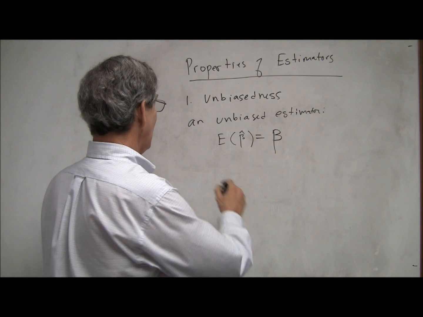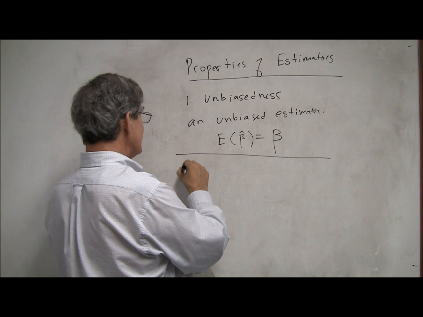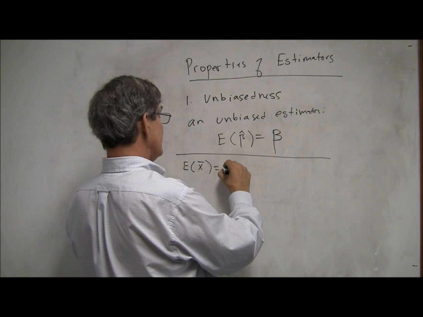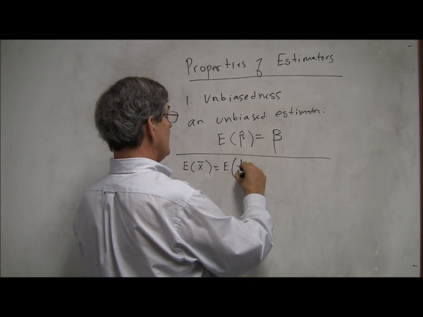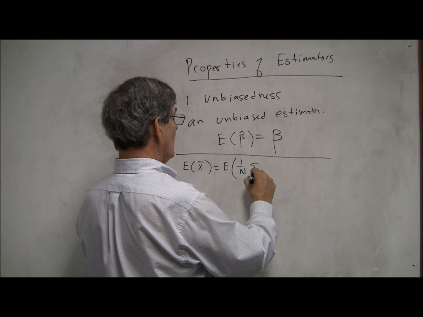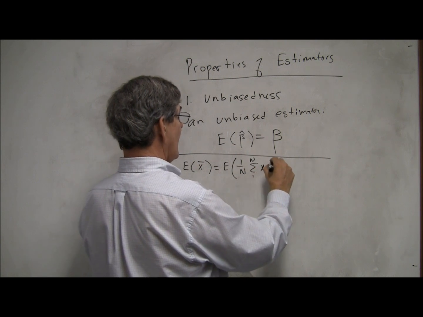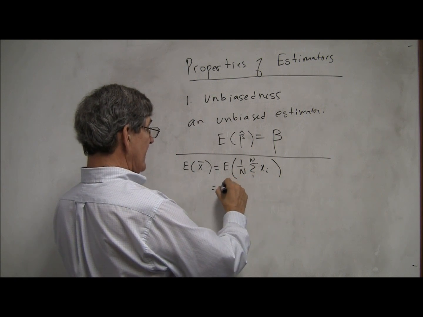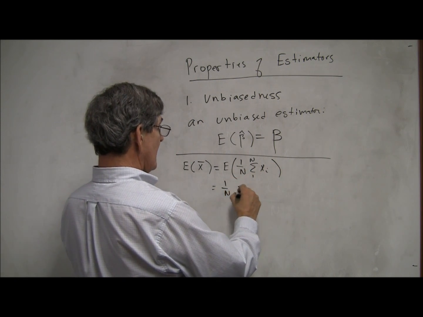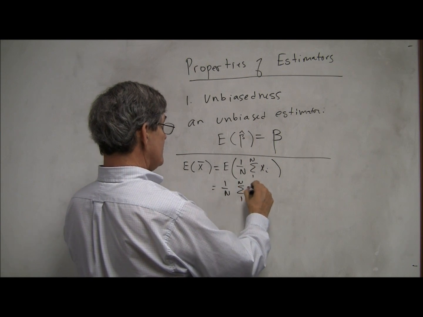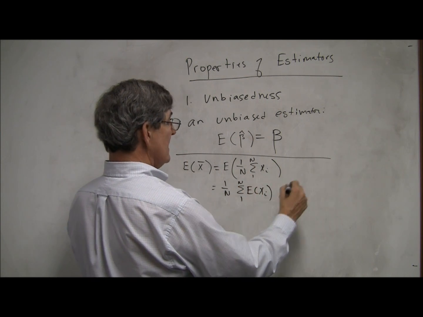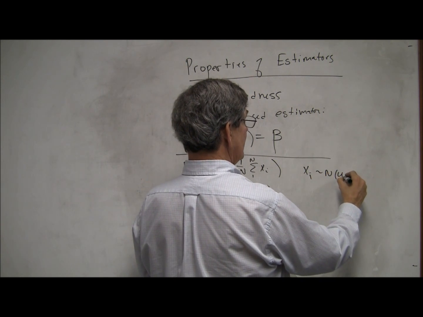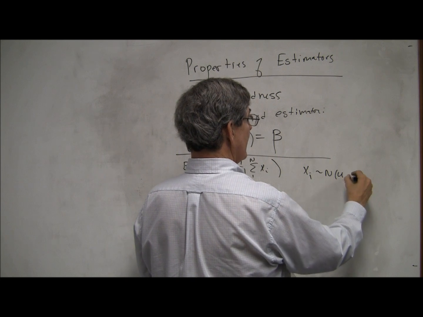For instance, what's the expected value of x bar? Well, that's the expected value of 1 over n times the sum from 1 to n of the xi. Turns out for expectations, I can pull it inside. That's 1 over n times the sum from 1 to n of the expected value of the xi's. Remember, the xi's are distributed normal with mean mu and variance sigma squared.